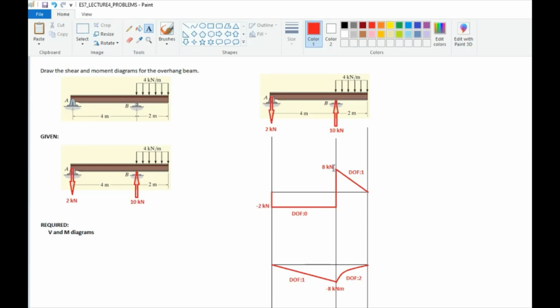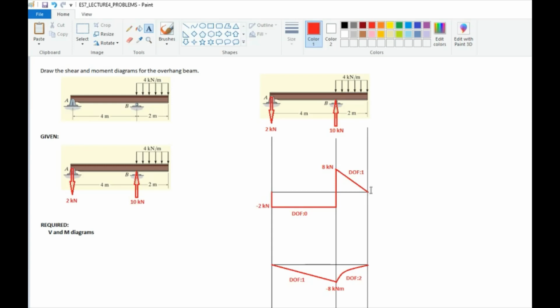And then, from your 8 here, you'll subtract yung effect nitong 4 kilonewton per meter na load. So, ano lang ba yung area nito? 4 times 2. So, 8 minus 8, you get 0. Okay, so, na-close na ulit yung ating shear diagram. Now, the degree of freedom from here to here, so that's 0. And then from here to here, that is 1.